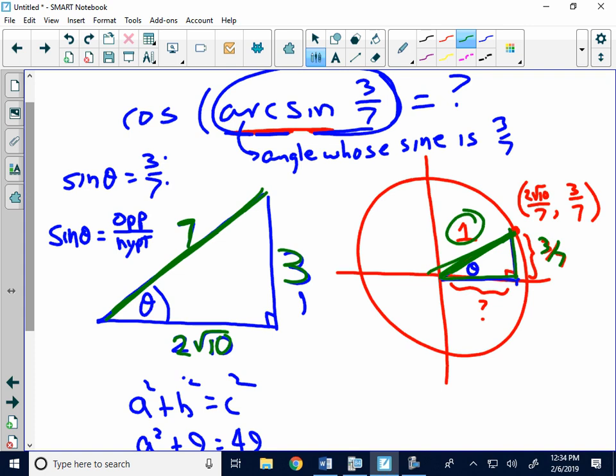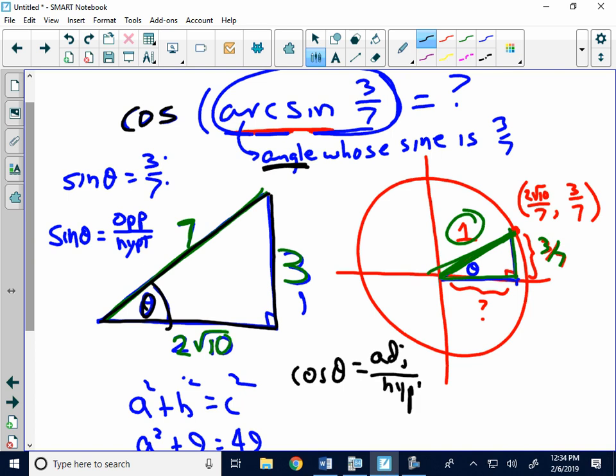Okay, well, that's sort of interesting. What was I asked to do? I was asked to find the cosine of this angle. Well, look at the picture. Here's the angle. Think about cosine. Cosine is simply, let's see, the cosine of an angle was the adjacent side over the hypotenuse. So the answer to this problem, the adjacent side, 2 square roots of 10, hypotenuse, 7. Done.